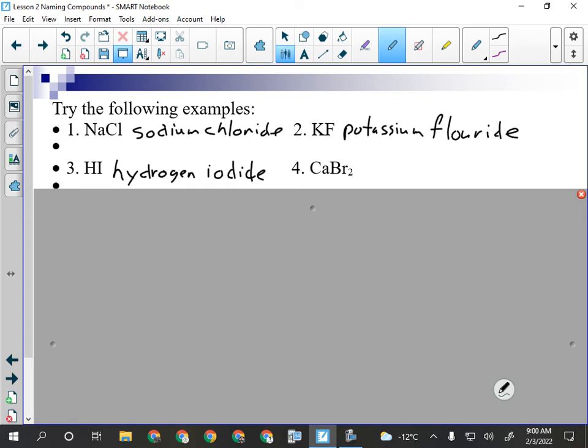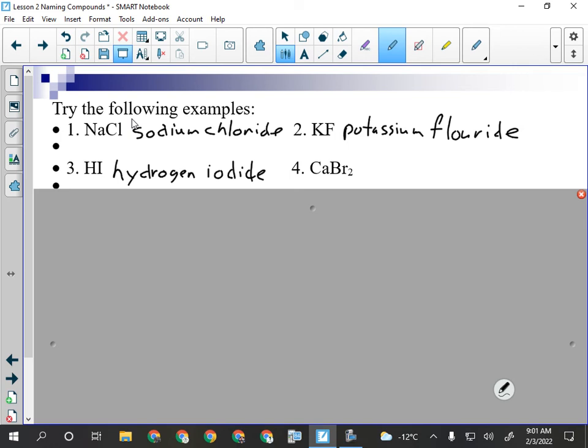If I had a compound like this, not that it would exist, but let's just say it did. Actually, that would be a terrible one. The only time hydrogen would be acting as a nonmetal would be in a molecular compound, and we haven't talked about naming molecular compounds yet, so I'll get into that later. But if hydrogen is not first, it's behaving as a nonmetal, and it would have its ending changed to "ide," and it would be hydride. In this case, it's the metal, so I don't change it.